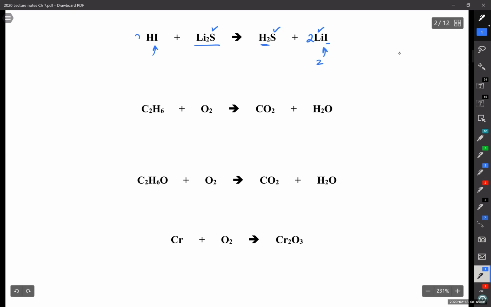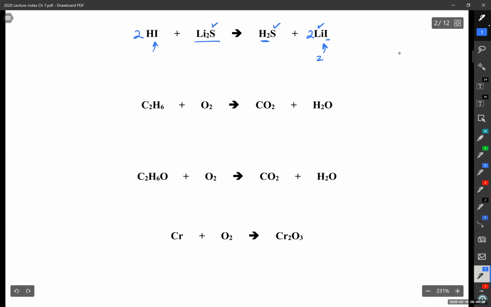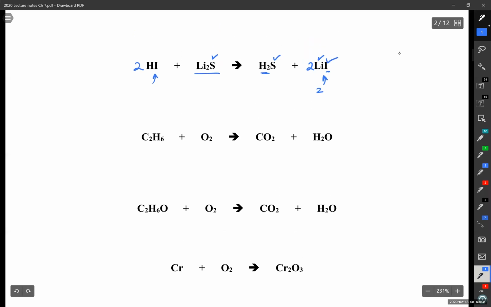Coefficient of 2. And then we're going to check, because we got to make sure the H is balanced. You got to check everything, because that's how you know if you screwed up. You got to go all the way to the bitter end. Okay. So I did the I's. The I's are good. Now we're going to H's. There's 2 of these. And there's 2 of these. So that one's done too. So we have everything balanced. That's a balanced equation. That one's done. Okay.